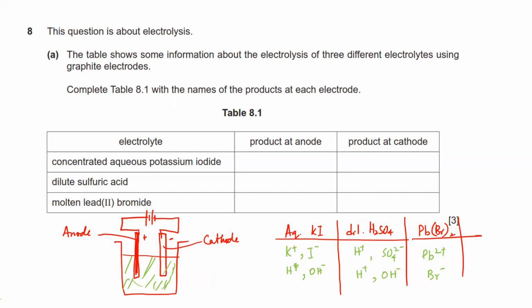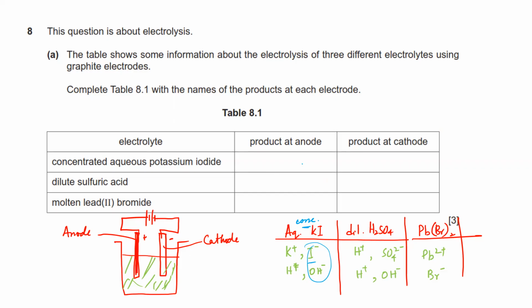So what happens here? First of all, in the first case, what will happen to a concentrated aqueous potassium iodide? At the anode, negative ions will move to the anode. So anode, these two will move. If it's concentrated, it means that iodine will take precedence.